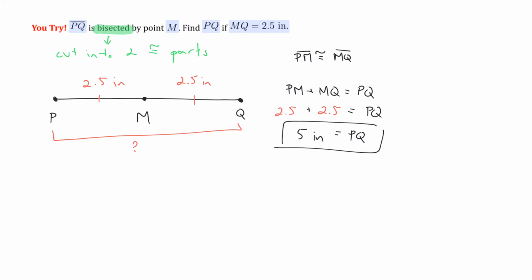Once more, I went ahead and reminded myself that the word bisected means to cut into two congruent parts, to make sure that I remembered to mark each half or each part of the segment as congruent. And that's what helps me know that if MQ is 2.5 inches, then PM must also be 2.5 inches. And then from there, we write down our segment addition postulate, substitute in, and then we finish solving.